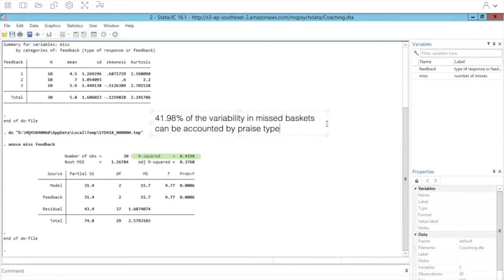So this is about 40% of the variability in the number of missed baskets can be explained by the type of praise received. And if you were a basketball coach, that would be a pretty significant amount. If you know that the type of praise or criticism that you provide can predict about 41% of the missed baskets, you'll want to know what type of praise or criticism is best.